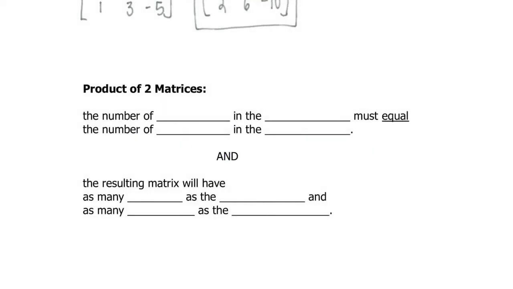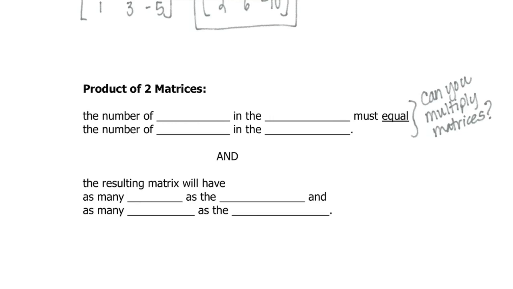The product of two matrices is found by first making sure that you can multiply. So can you multiply the matrices? This has to be true in order for you to be able to multiply. Just like adding and subtracting, the matrices needed to be the same size.